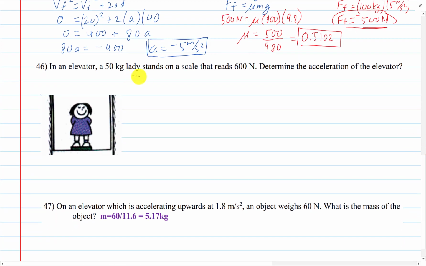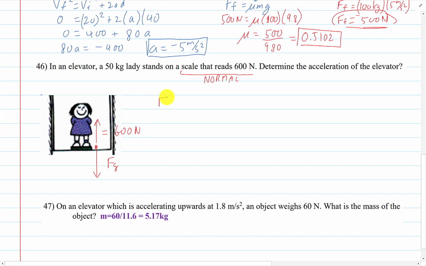In an elevator, a 50-kilogram lady stands on a scale that reads 600 newtons. Now, when the scale reads that, it's telling you how much it is pushing up. As in the reading that I sent out to you, this is the normal force on the lady. So the normal force is 600. And there's a force of gravity pulling down on the lady.